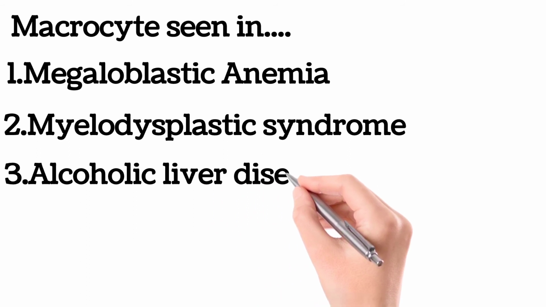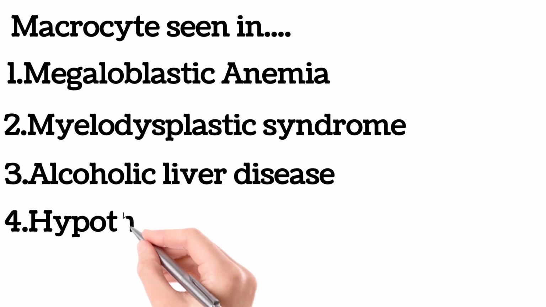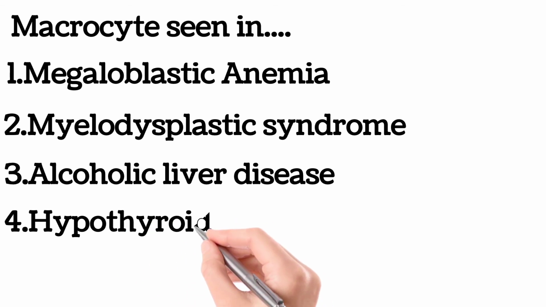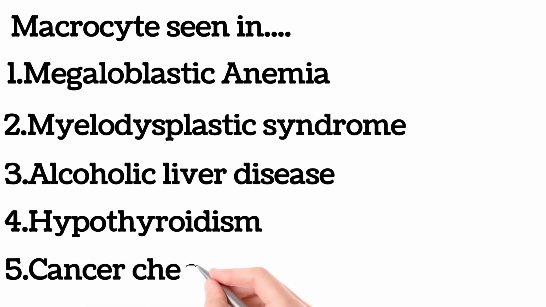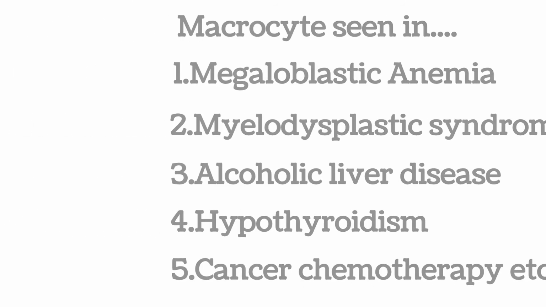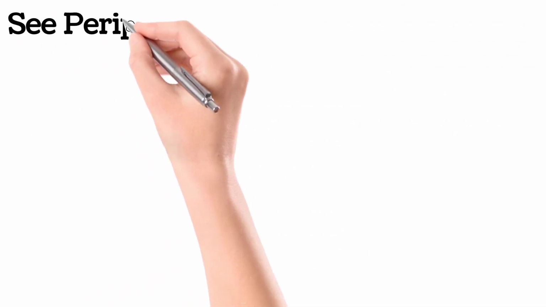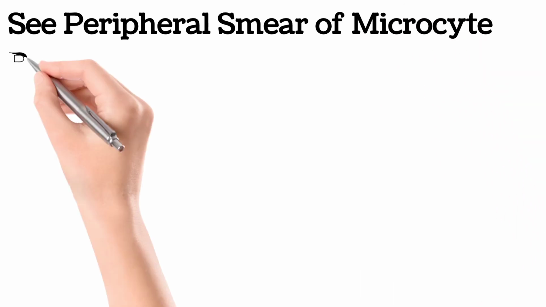Third one is alcoholism. Then it can be seen in liver disease as well, alcohol induced liver disease especially. Macrocytic RBC can be seen in hypothyroidism as well. And the fifth cause is cancer chemotherapy individuals, right? Those patients who received chemotherapy. All right. So this was about the microcytic and macrocytic RBC causes.